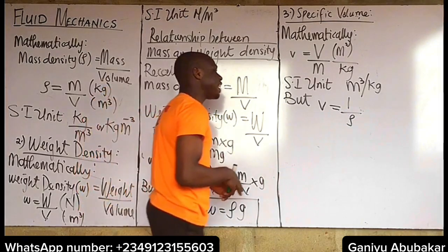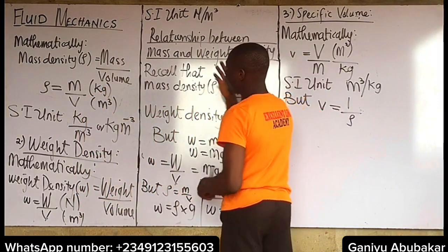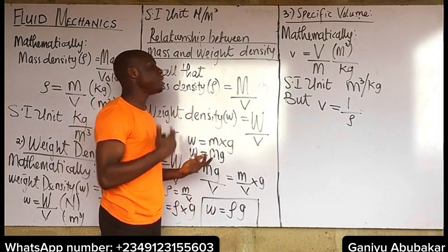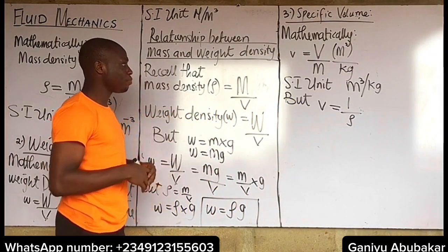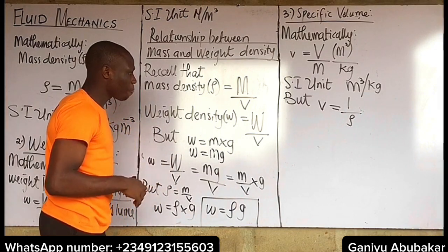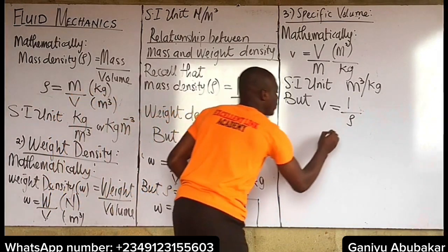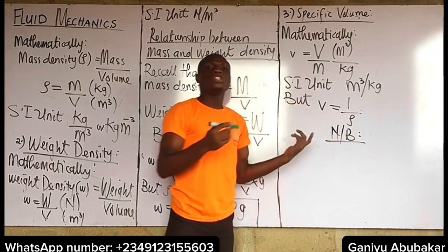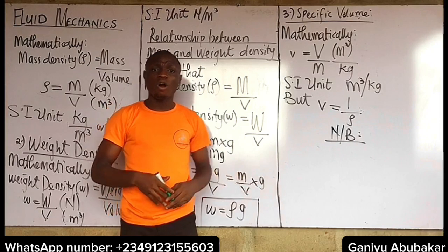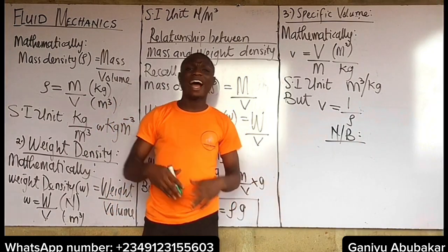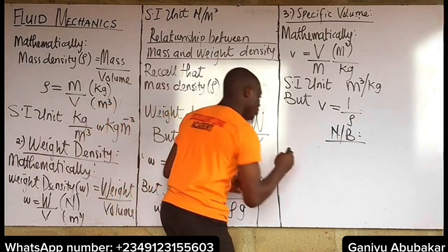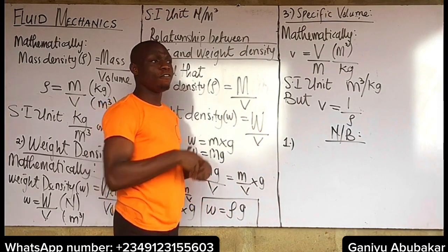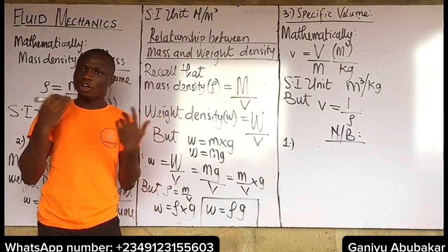So I've given you the SI unit for each type of density that we have. Very, very important, please don't get them confused. Understand the concept. At this point, note something very important: the mass density of any fluid is a constant.